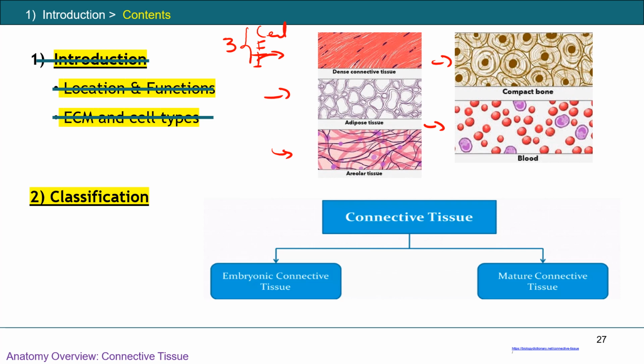And in the classification, we will talk about two main categories. That is the embryonic, and then we will move into the mature connective tissue. And in the mature connective tissue, you will find a lot of groups. Okay, so I'm going to stop the video here, and later I will start with the classification.